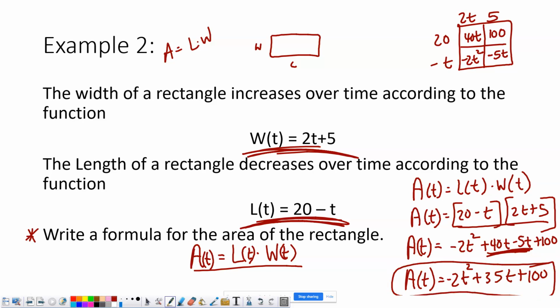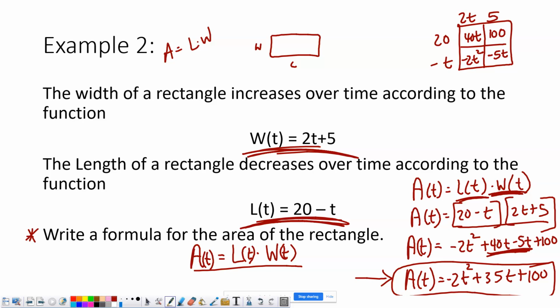So now I have a new function, a new formula that I got by combining two other ones. And this new formula can tell me what is the area of this rectangle at any given point in time. Okay? So that's one example of why a mathematician might want to combine two functions.